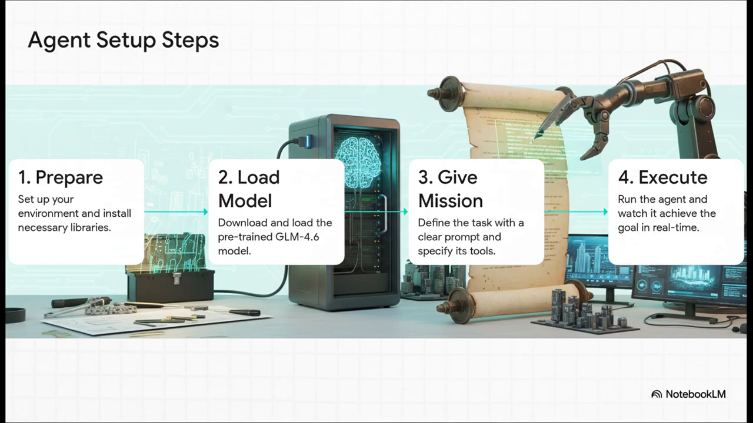Now, step 3 is the fun part. You give the agent its mission. This is where you write a really clear, detailed prompt explaining the task. And, crucially, you tell it which tools it's allowed to use. And finally, step 4, execute and observe. You hit run, and you get to watch in real time as it takes your command and starts executing the steps to make it happen.